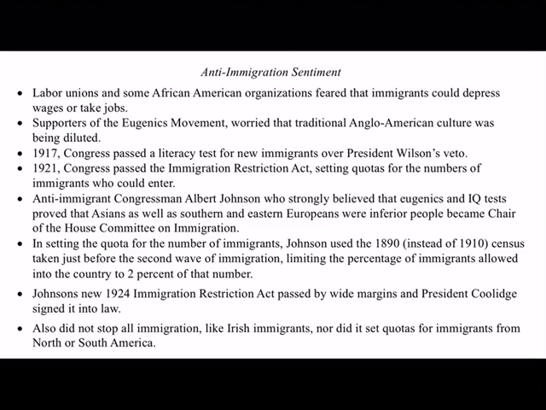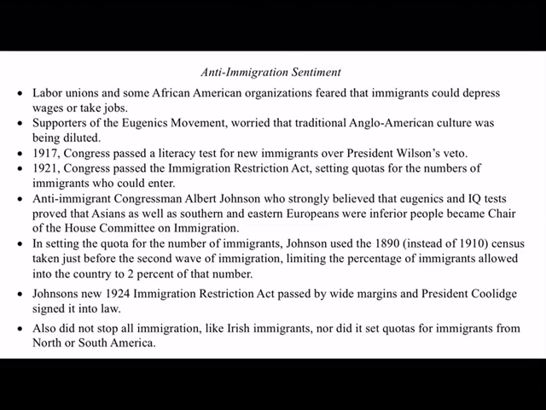In setting this new quota for the number of immigrants, Johnson used the 1890 census instead of the most recent 1910 census. This is key because the 1910 census was taken just before the second wave of immigration, limiting the percentage of immigrants allowed into the country to 2% of that number. It also completely banned all Japanese immigration.